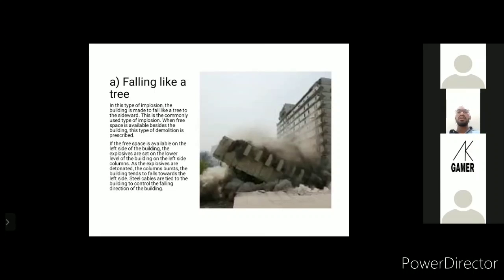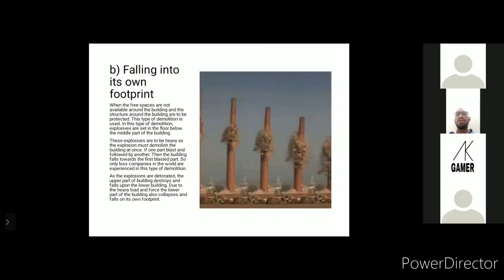If the free space is available on the left side of the building, the explosives are set on the lower level of the building on the left side of the columns. As the explosives are detonated, the columns burst. The building tends to fall towards the left side. Steel cables are tied to the building to control the falling direction of the building.